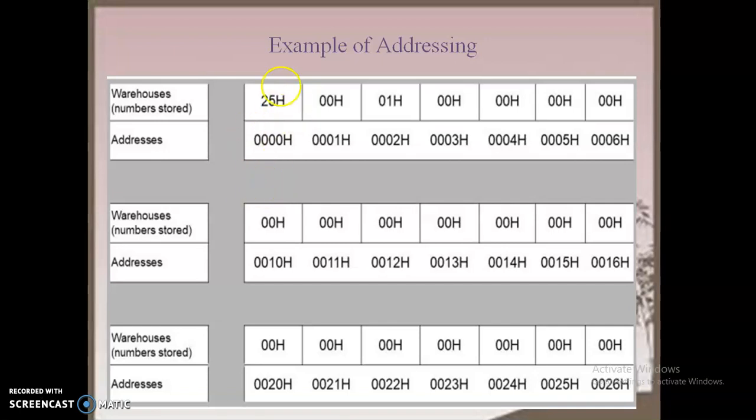From warehouse 000 we can fetch the data 25. From warehouse 0003 you can fetch the data 00. From warehouse 0014 you can fetch the data 00H. From warehouse 0021 you can fetch the data 00. So these are all the addresses, and these are all the contents of those addresses. Here, how the data is accessed from memory is further classified into 5 categories.